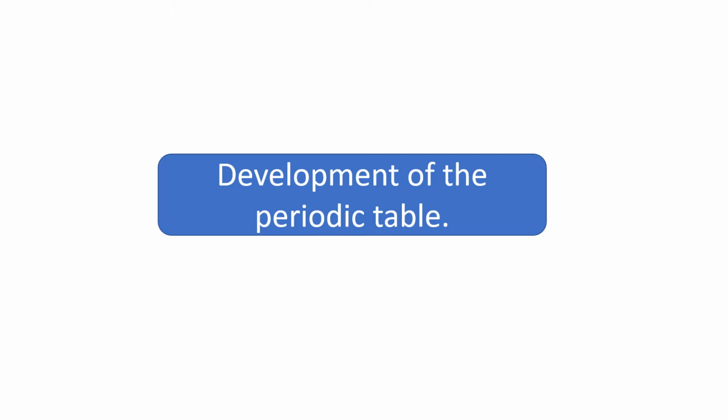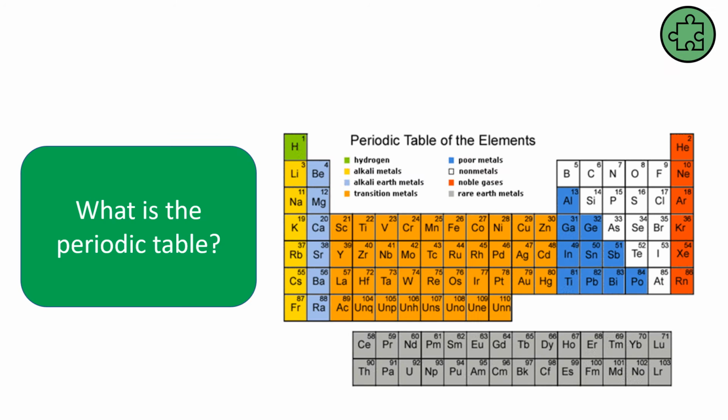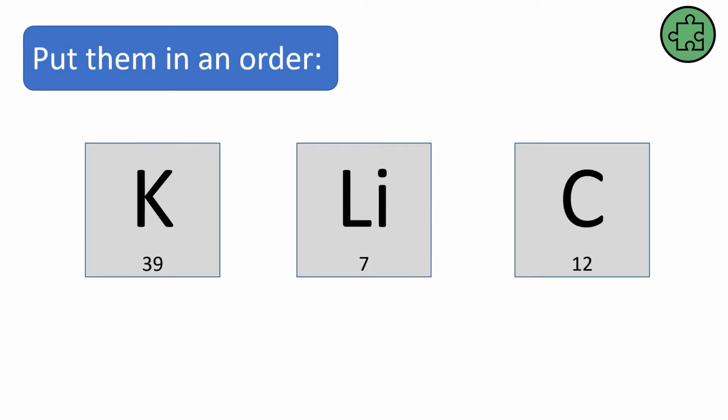Hello and welcome to our lesson on development of the periodic table. This lesson we're looking at the periodic table. What is it? How did it get to look like this? And why is it arranged like this?